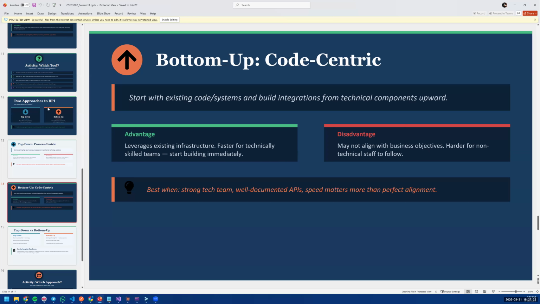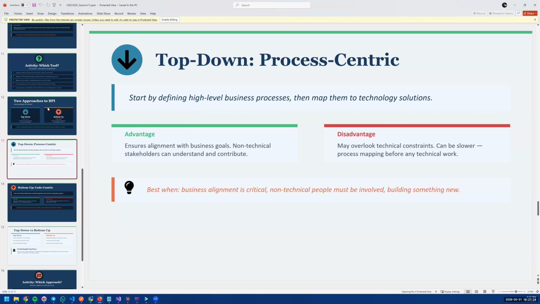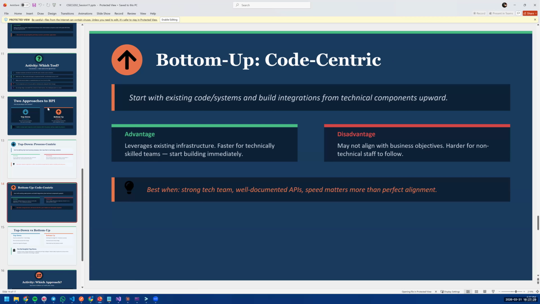Just like how the top-down process-centric approach has its disadvantages, the bottom-up code-centric approach also comes with its disadvantages. Tell me if I'm clear.